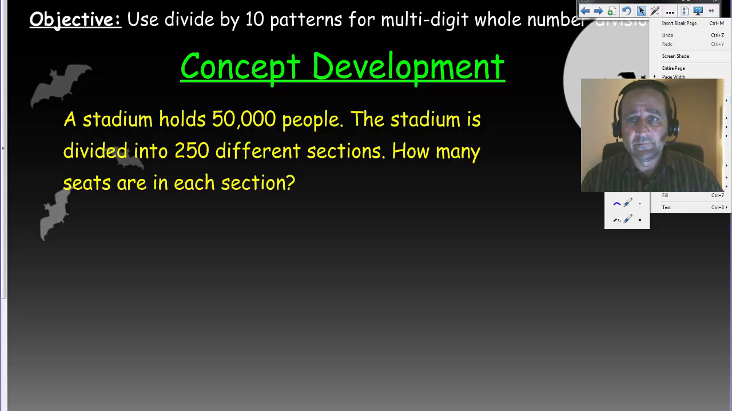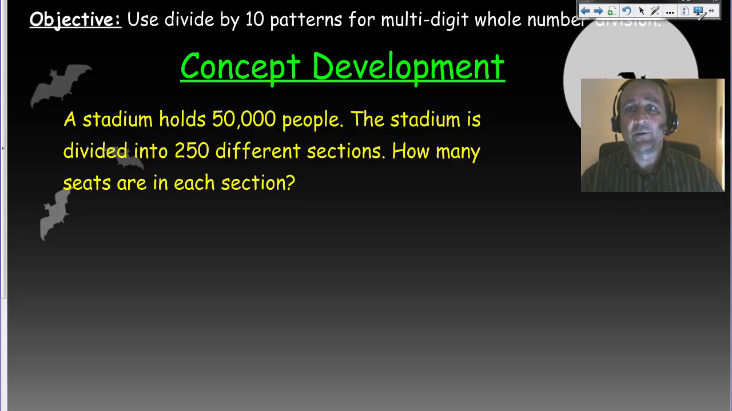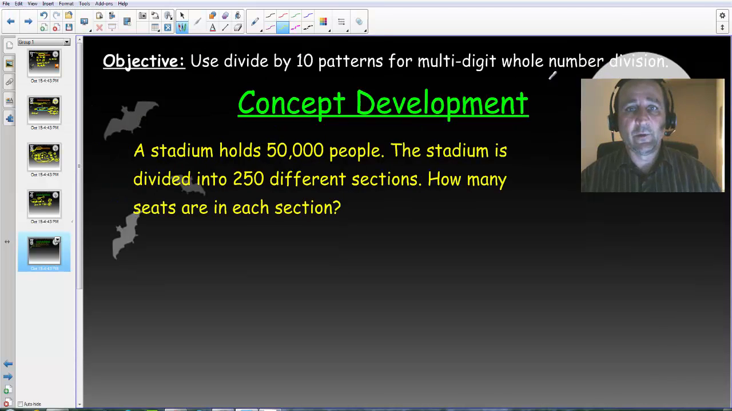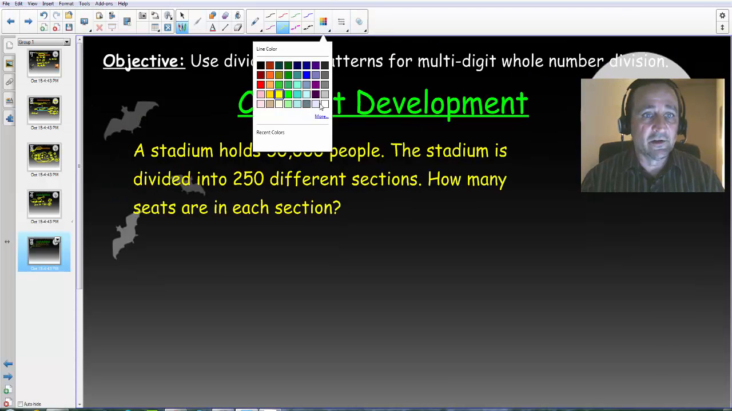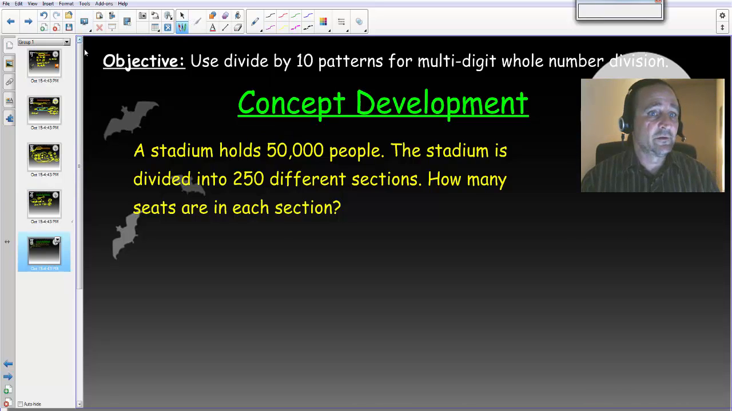Where's my pen? Come on. I wonder if blue would show up. Nah, none of these would really show up. They're just not bright enough. I suppose if I went like this, I could get another color like white. That would be kind of cool. And go back to full screen.